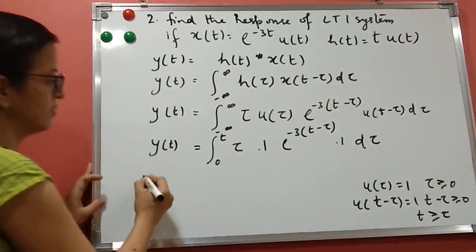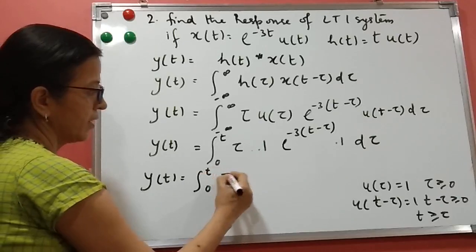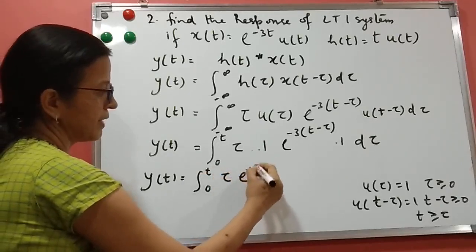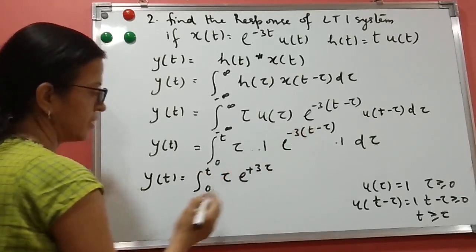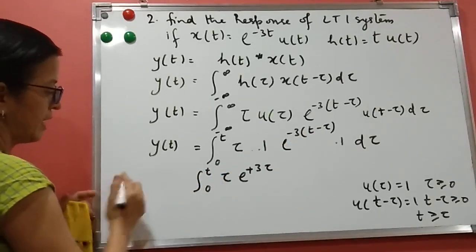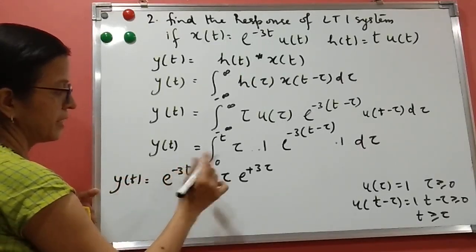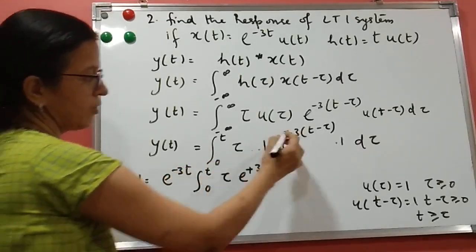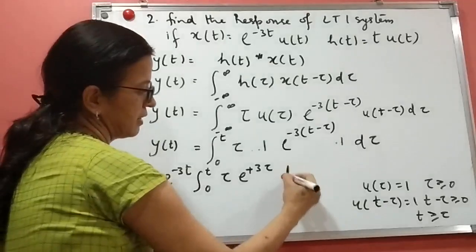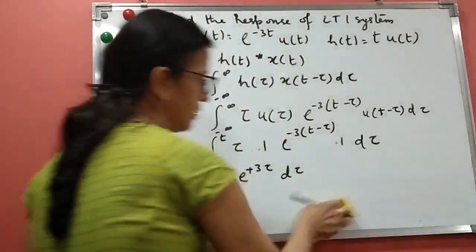Right? So now y of t equals the integral from 0 to t of tau e raised to plus 3 tau, because t is not the variable of integration, so t I will write outside. That is, y of t equals e raised to minus 3t, because I am taking it outside, tau, minus minus becomes plus, d tau. Let me rub this so I can use this space.